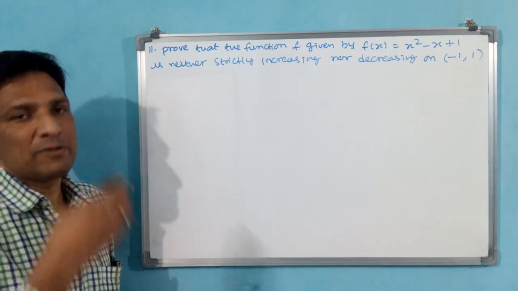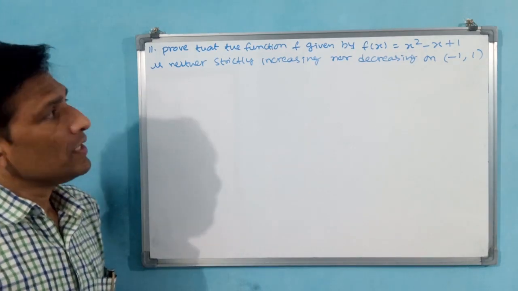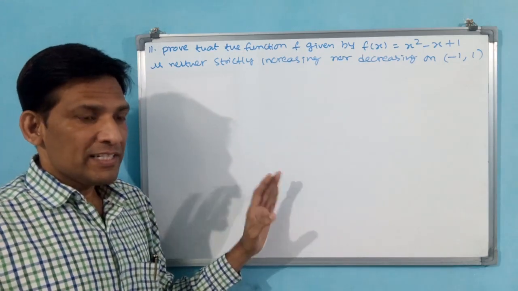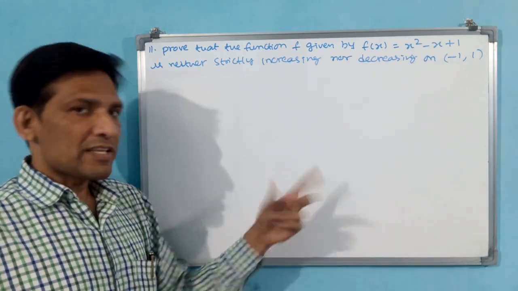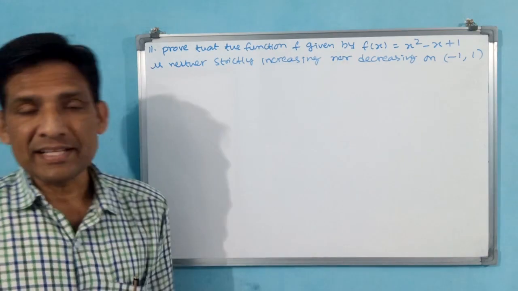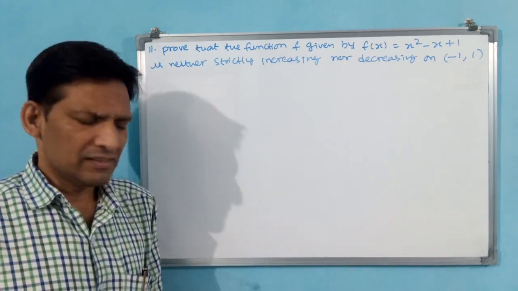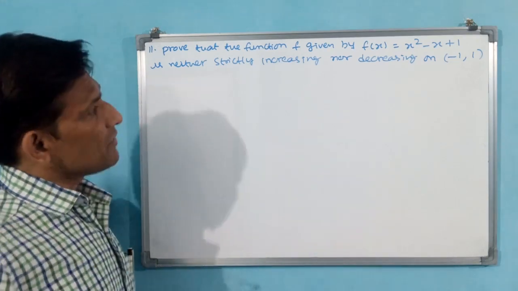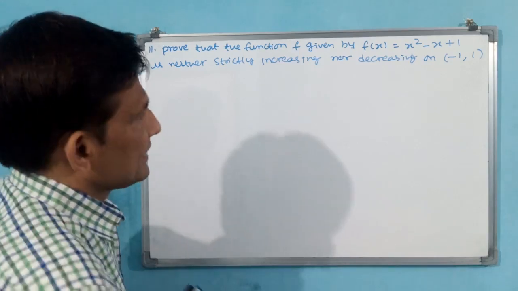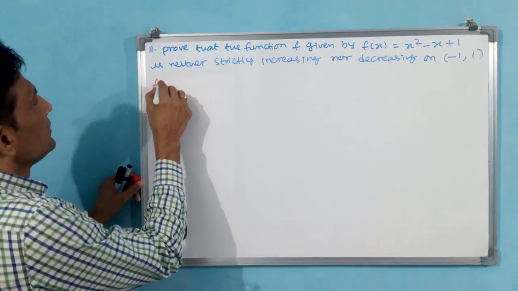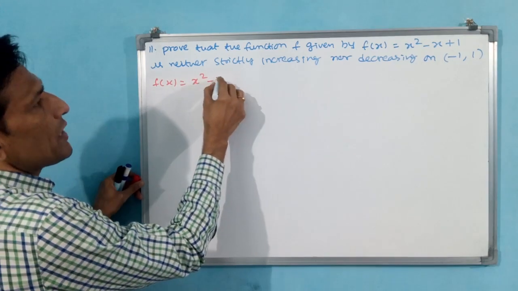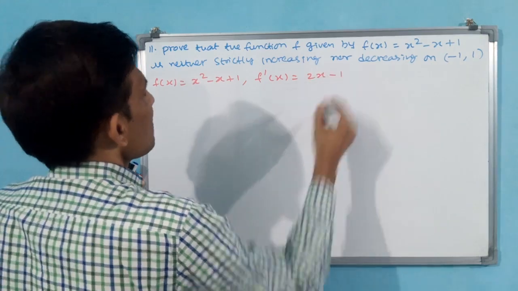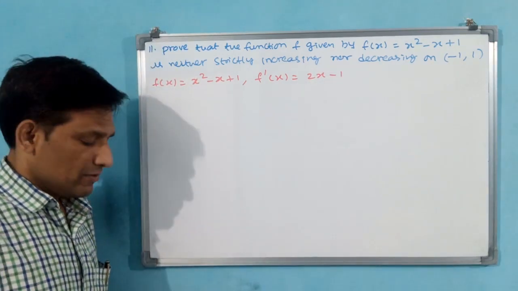All these questions we have to do, then only we get experience. If not like that, if minus 1 to 0 is increasing and 0 to 1 is decreasing, or vice versa, then we can write neither increasing nor decreasing. That is the theory we understand until now. Let us proceed. Write down f of x is equal to x square minus x plus 1. F dash x is equal to 2x minus 1. Definitely okay.